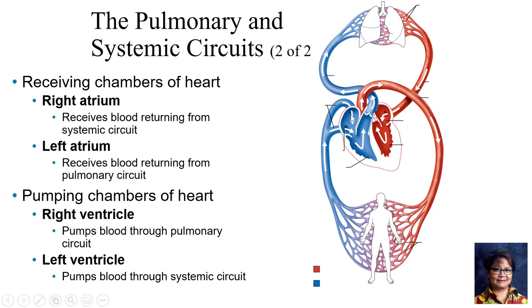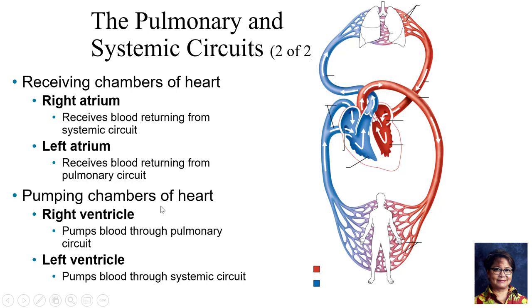It is now going to be received by the right atrium. The right atrium receives blood that's returning from the tissues, and then the other receiving part is this section right here, which you call the left atrium. The left atrium receives blood coming from the pulmonary circuit. Therefore, between the two, the right atrium is carrying blood that is oxygen poor. The left atrium is carrying blood that is oxygen rich.